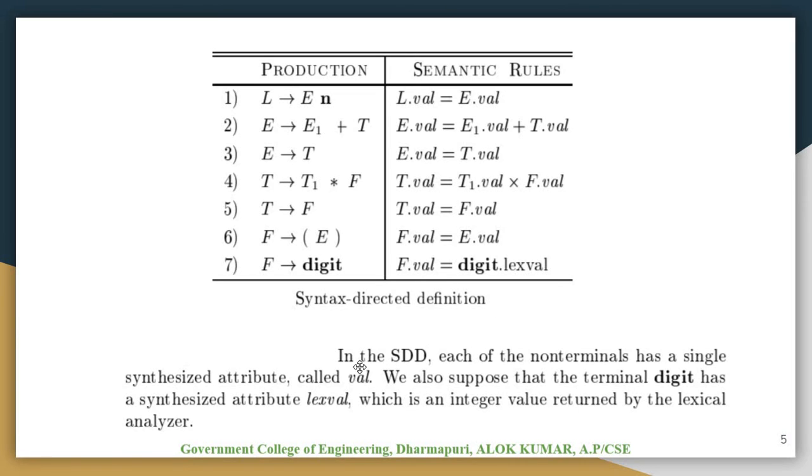So in this SDD, each non-terminal has a single synthesized attribute called val. What synthesized means, we will also see. We also suppose that the terminal digit has a synthesized attribute lexval, which is an integer value returned by the lexical analyzer. Okay, so this is an example of a syntax directed definition.